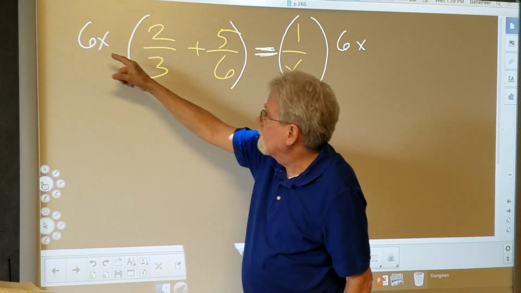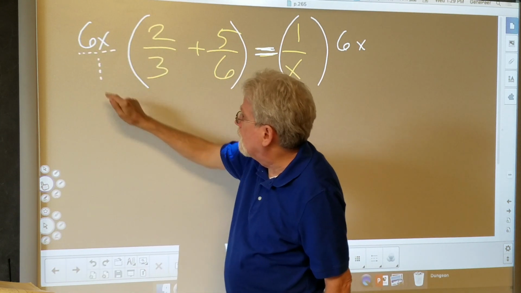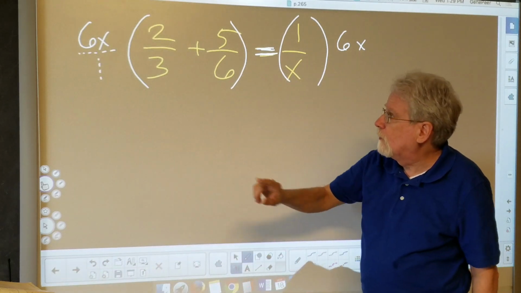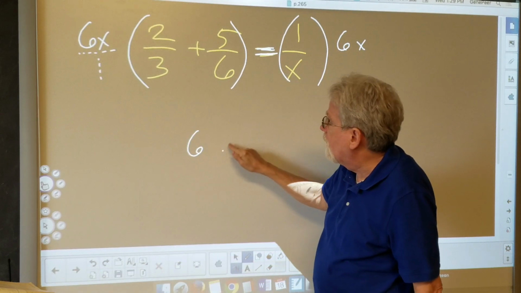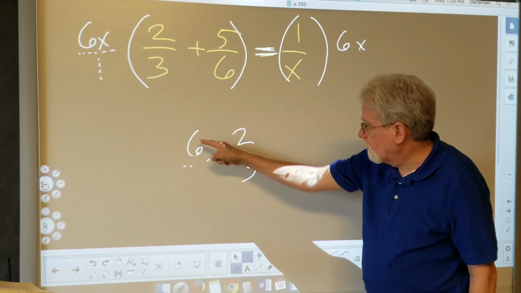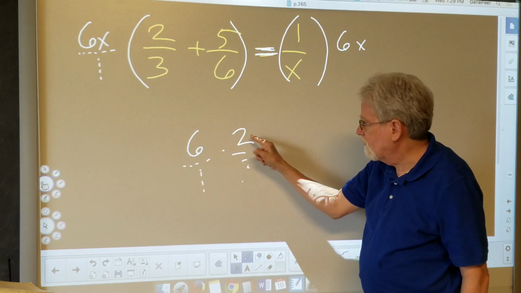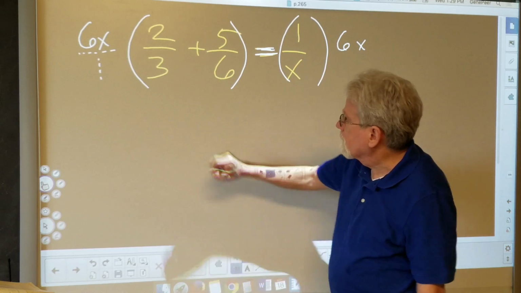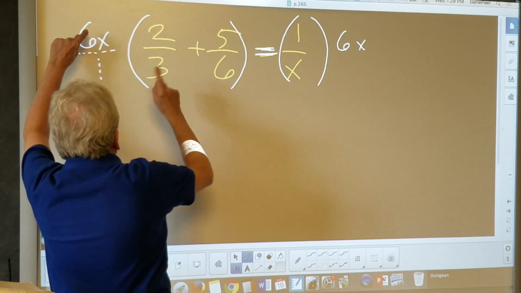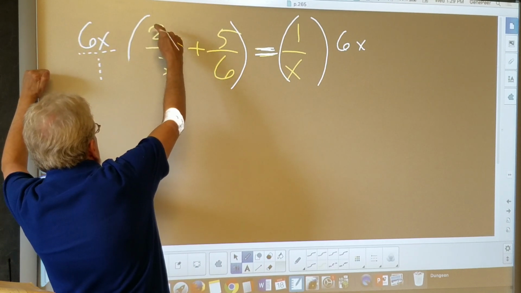Here, 6x times 2 over 3. Well, think of that as being 6 over 1, and you learned back in elementary school how to deal with 6 times 2/3, and the 6 over 3 cancels, becomes a 2 times 2 is 4. So, here think like this. 6 over 3 is 2. 2 times that old 2 is 4, 4x.